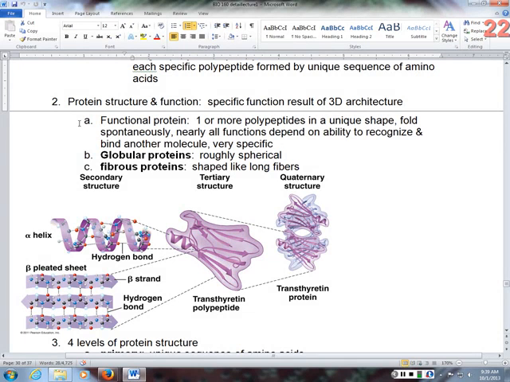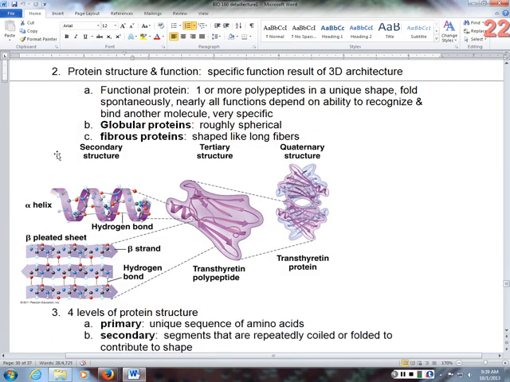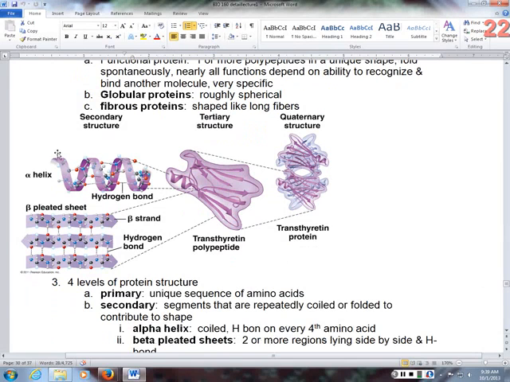So we have different levels of structure. Your primary structure of a protein is going to be the sequence of the amino acids. So what order are they in the chain? The secondary is going to be looking at these segments that get either repeatedly coiled or folded. Some will repeatedly coil into the alpha helices, and some are going to repeatedly fold into these beta pleated sheets.